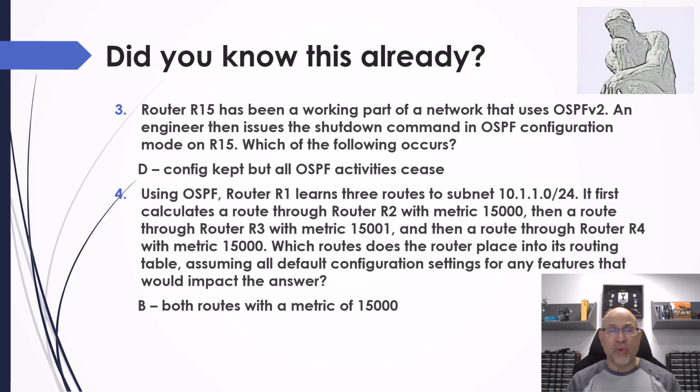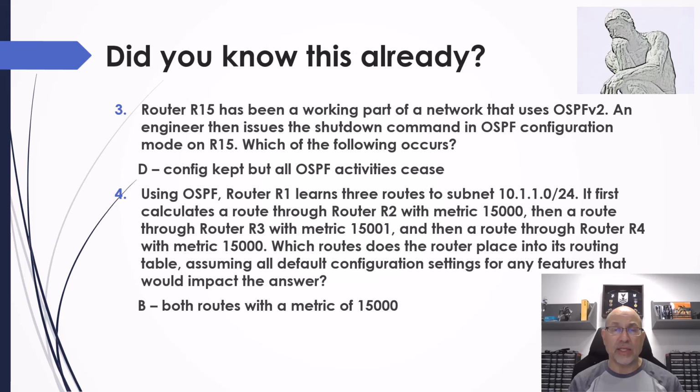Question number 4. Using OSPF, router 1 learns 3 routes to the subnet 10.1.1.0/24. The first is a route through router 2 with a metric of 15,000, then a route through router 3 with a metric of 15,001, and then a route through router 4 with a metric of 15,000 again. Which routes does the router place into its routing table, assuming all default configuration settings for any features that would impact the answer? Well, we now know the answer. We're going to do an equal cost multipath thing. So the metric is the same.